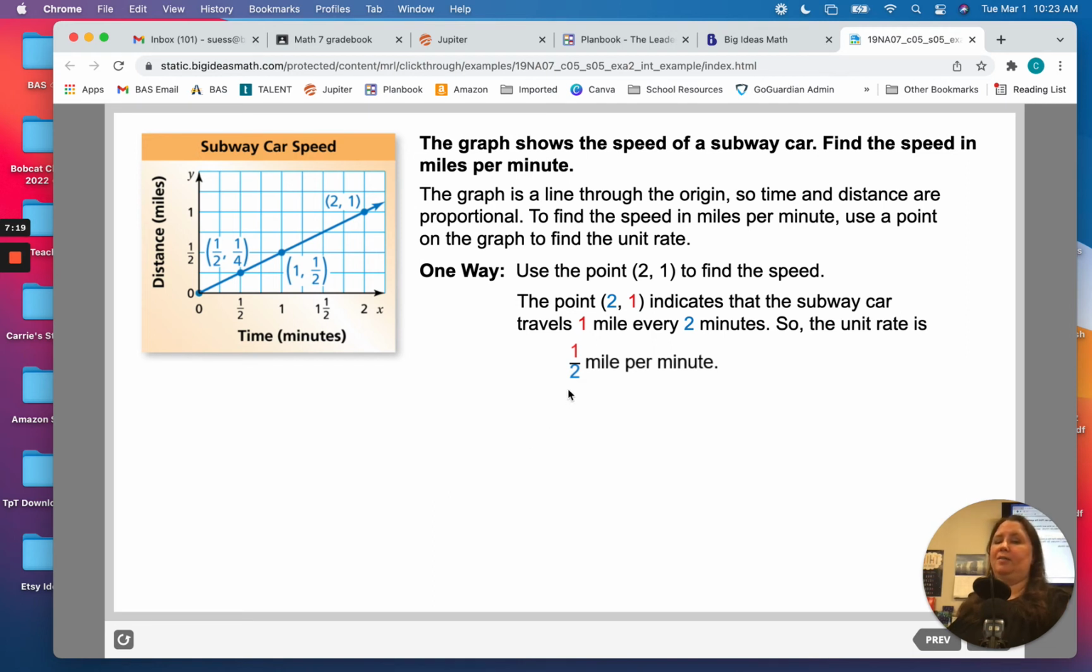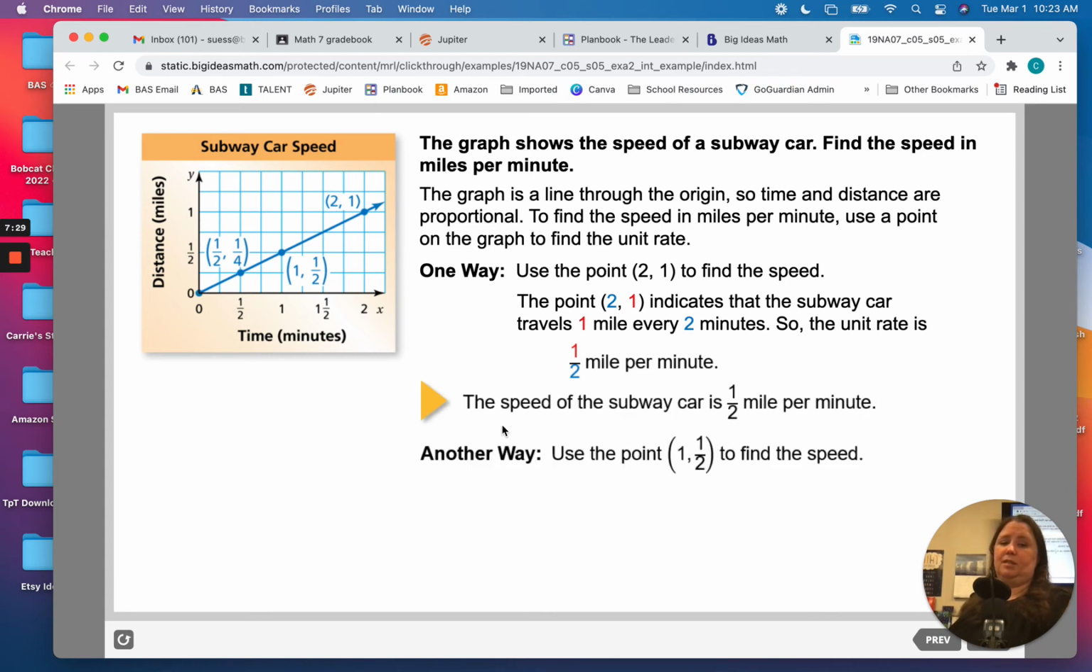Okay, 1 mile every 2 minutes. So if we reduce that to over 1 minute, you can see that we discovered it's half a mile per minute. We figured that out by looking at the chart, right? So the second way is to use the point 1, 1/2 right here, which is what we did when we looked at it. We said it goes half a mile every 1 minute.